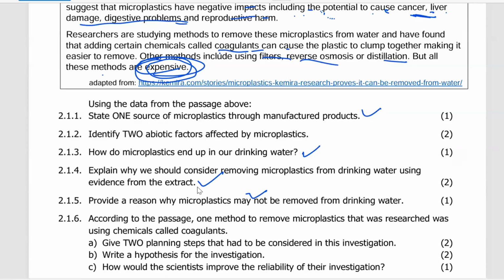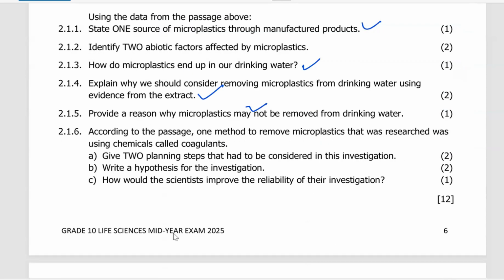Then they are saying that according to the passage, one method to remove microplastic that was researched was using a chemical called coagulants, the one which makes things become solid. Give two planning steps.